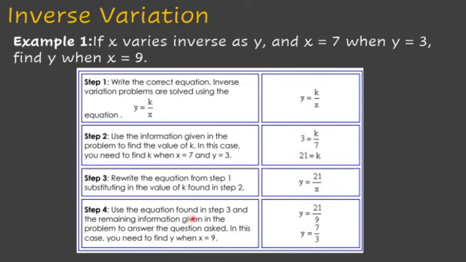Then, the last step is use the equation found in step 3 and the remaining information given in the problem to answer the question asked. In this case, you need to find y when x is equal to 9. So, dito, alam na natin na ang general formula natin ay y is equal to 21 over x. Since we are looking for the value of y when x is equal to 9, papalitan lang natin yung x na to ng 9. So, nilagay natin dito ay 9. So, y is equal to 21 over 9. Simplify it further. So, y is equal to 7 over 3. Okay.